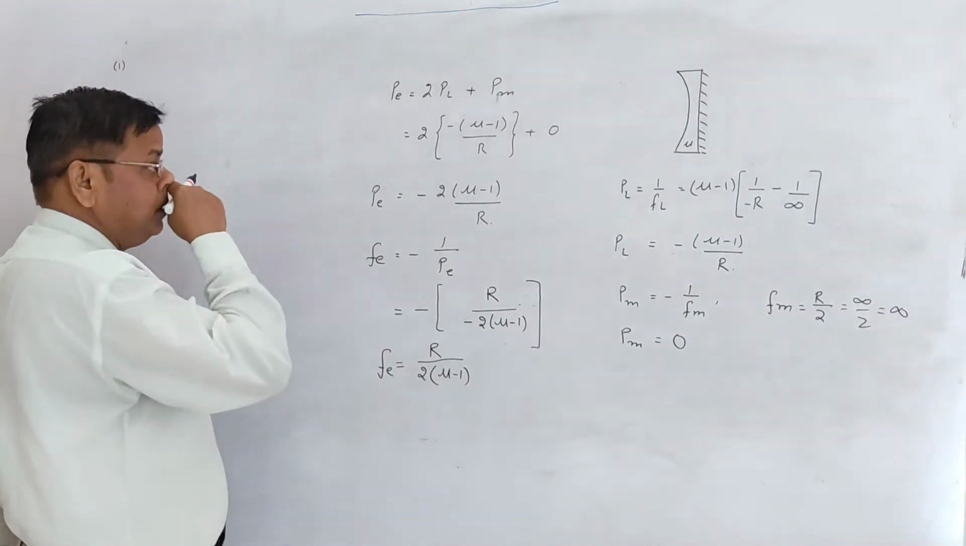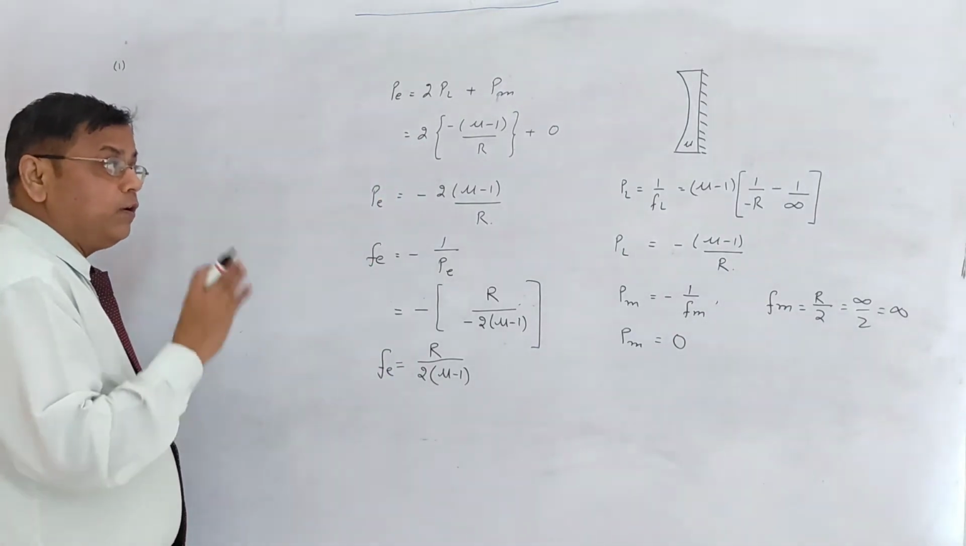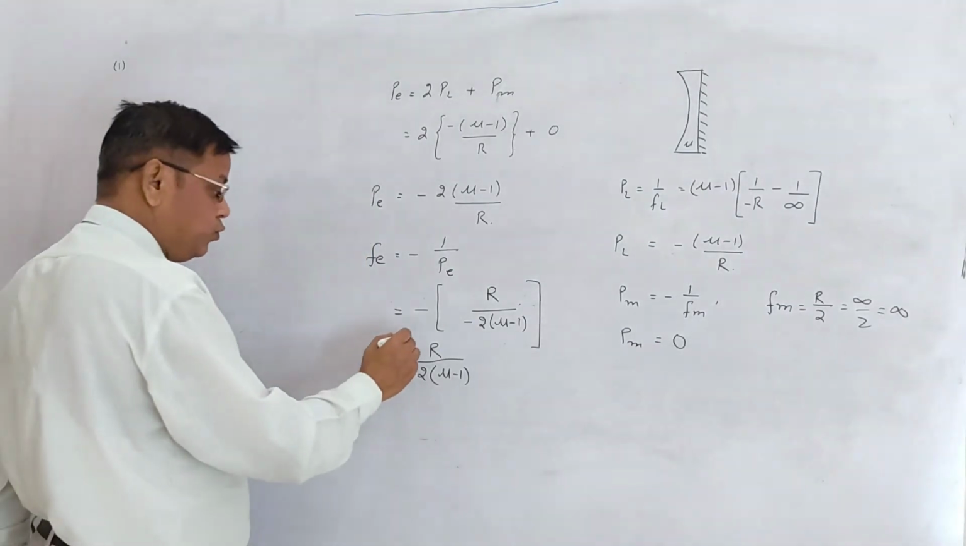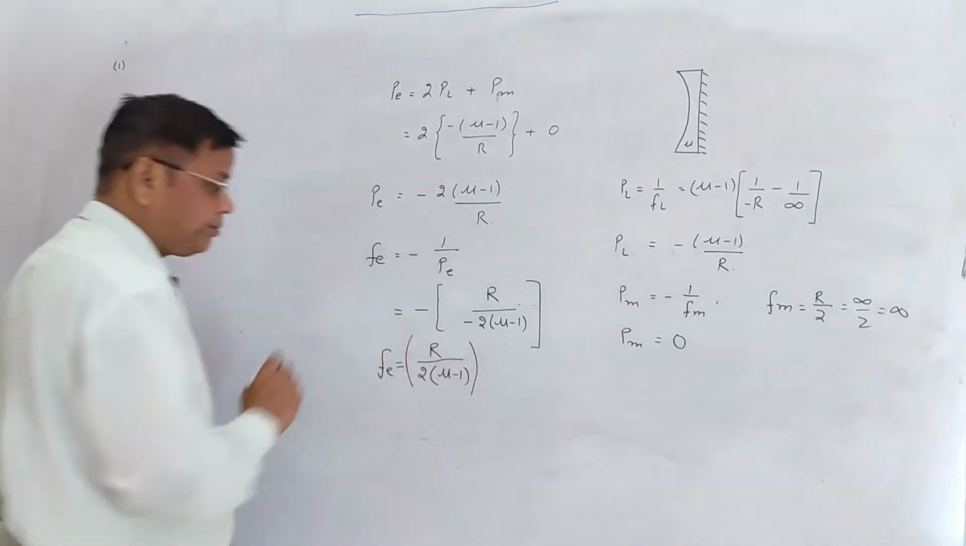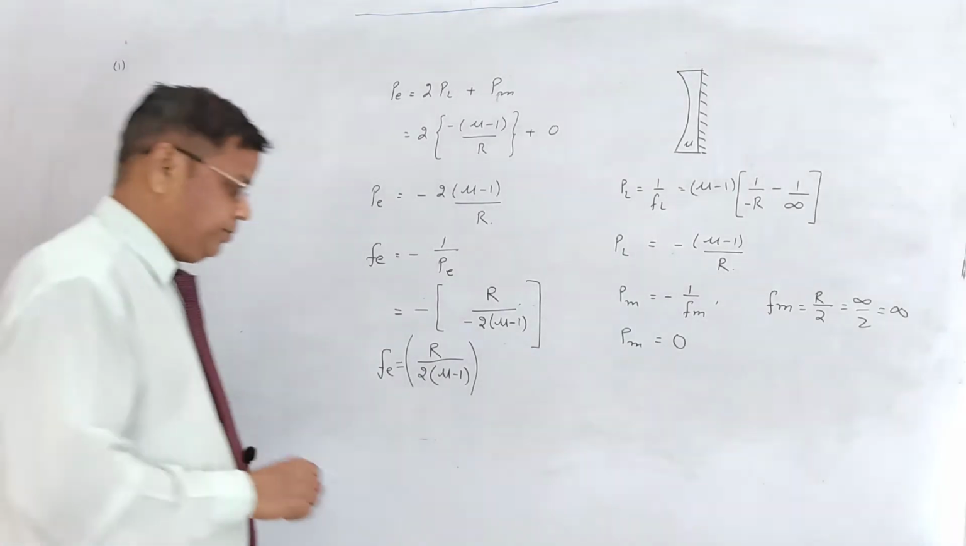It means this silvered lens behaves like a convex mirror. This silvered lens behaves like a convex mirror whose focal length is this, because its effective focal length is positive. So this silvered lens behaves like a convex mirror.